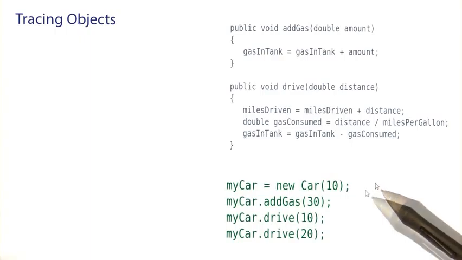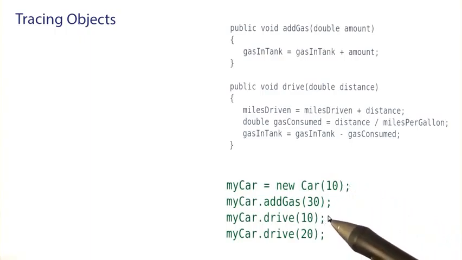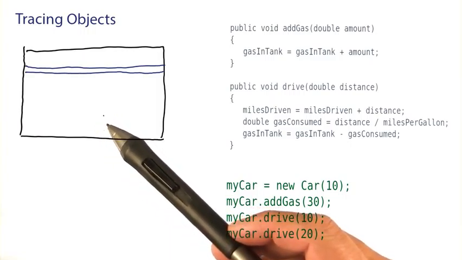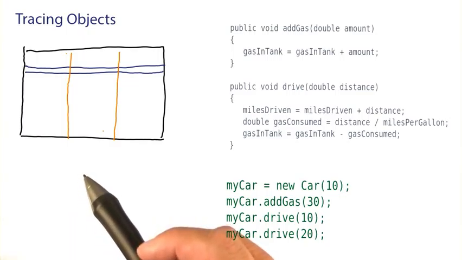Pick some scenario that exercises these methods. Like here, I'm making a car, I add gas, I drive it, and I drive it a bit more. And now we want to understand, what do these method calls do to the car? It's very low tech. Get yourself an index card or a napkin or some other piece of paper. Make a column for each instance variable.